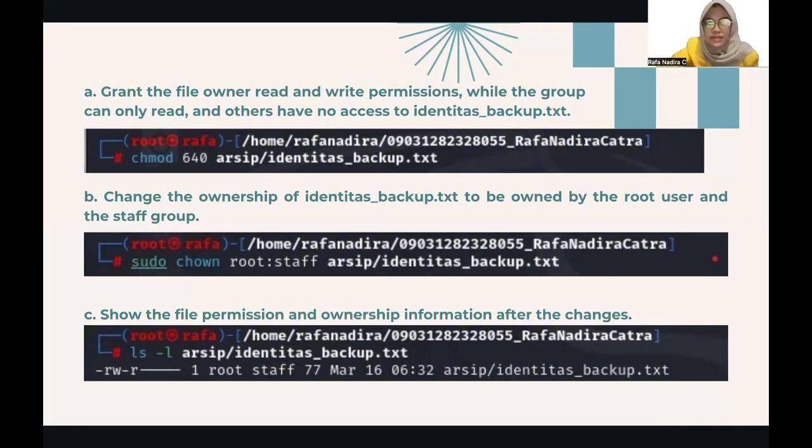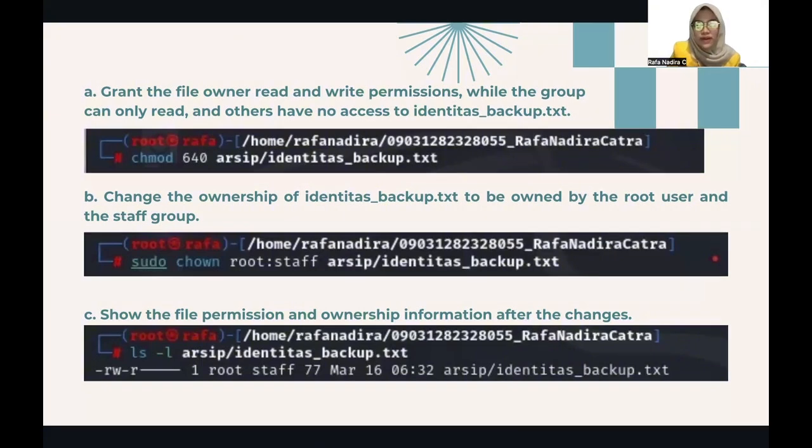Okay, B. Change the ownership of identitas_backup.txt to be owned by the root user and staff group. Here is the sudo chown command. Chown is to change the file ownership. And here, root staff means the file is now owned by the root user and staff group. In enterprise environments or servers, this command ensures that only authorized users can access important files.